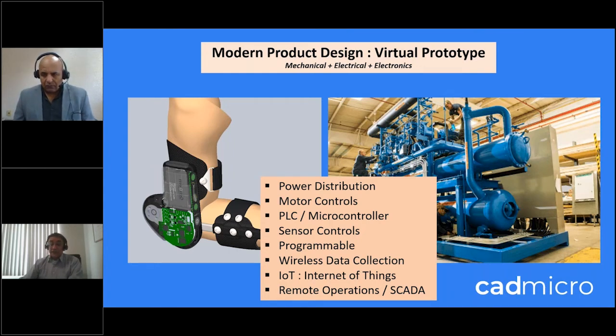A lot of different things, right? Power distribution, it could be motor controls, various kinds of motors, pumps, etc. It could be PLC microcontrollers. Lots of machines use a lot of sensors. You need programming. That's why you need PCB. Nowadays, the trend is in wireless data collection from the sensors or Internet of Things, or it could be completely remote operations, SCADA type system for virtual or remote operations of a system.